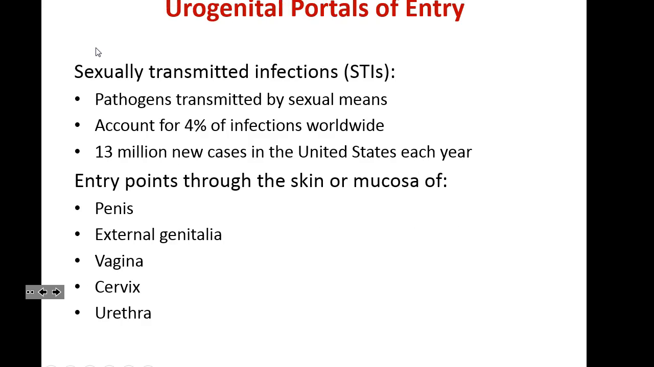Urogenital portals of entry. Sexually transmitted infections. The pathogens are transmitted by sexual means. They account for 4% of infections worldwide. There are 13 million new cases of sexually transmitted infections in the United States each year. The entry points are through the skin or mucosa of the penis, external genitalia, vagina, cervix, or urethra.